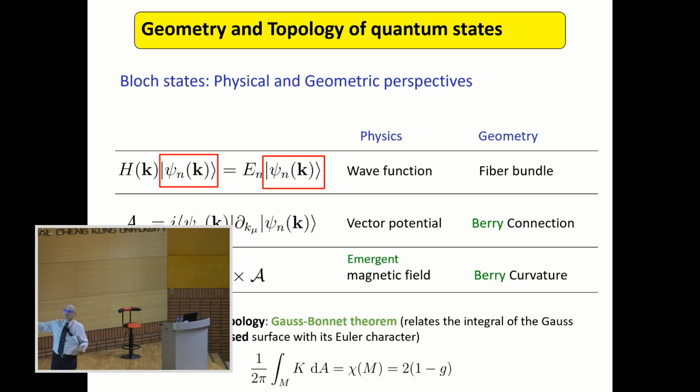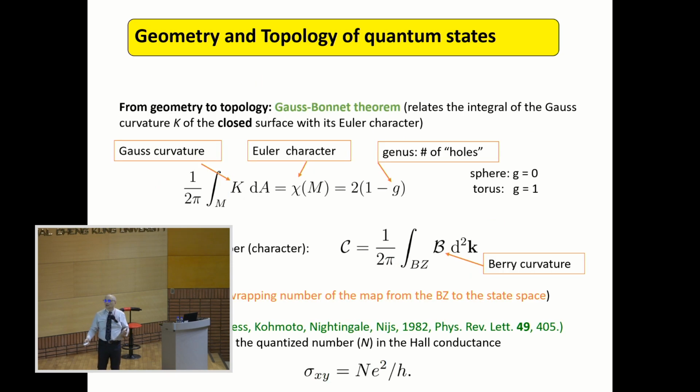It's the same thing. So now you need to go from geometry to topology, and there is something called the Gauss-Bonnet theorem that relates the integral of the Gauss curvature, which is K, of a closed surface with the Euler character, which is in terms of the genus here. So here it is. The Gauss curvature is here, the Euler character is here, the genus is the number of holes. If it is a sphere, 0, a torus, 1. If it is a coffee cup with a handle, it is also 1, etc.